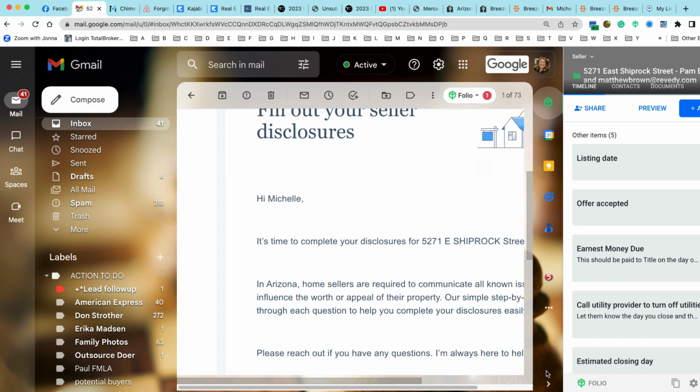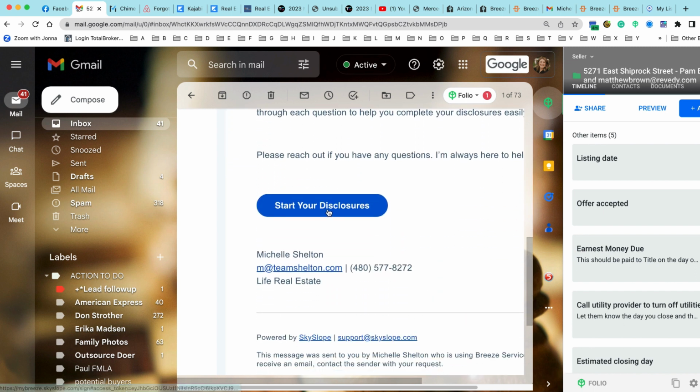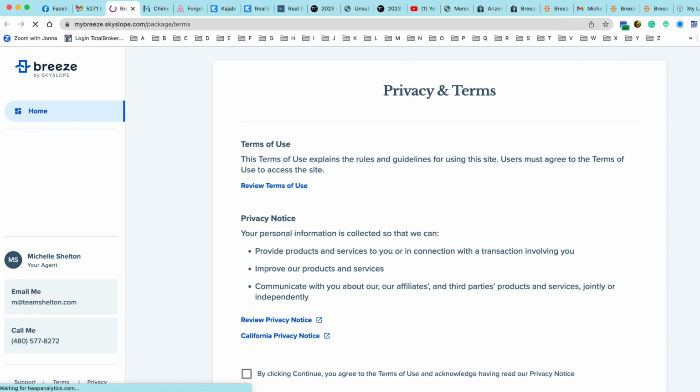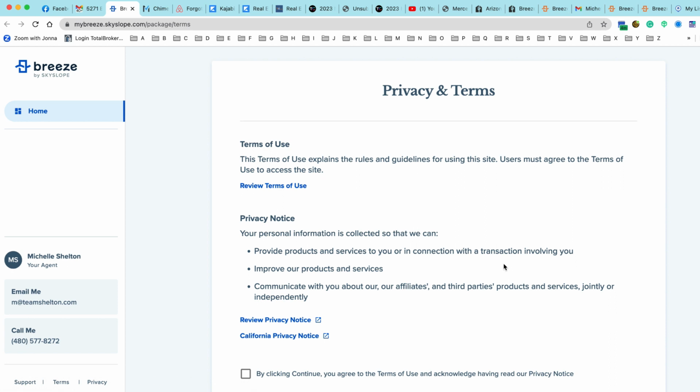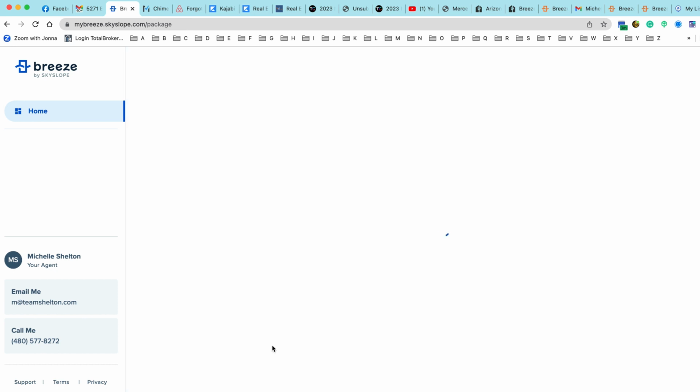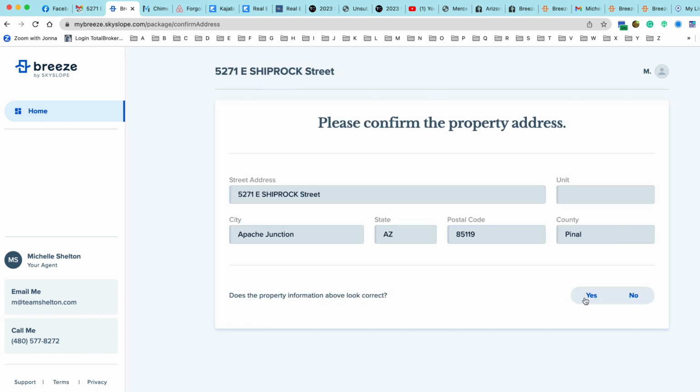Now the risk of this, folks, is you don't want to be filling these out for your clients. I mean, that's always kind of been the risk. We want to make sure that our sellers are actually filling them out. You want to go in and review the terms of use. I have not done that, or the privacy notice. And then go ahead and click here saying that they've read it. The address.